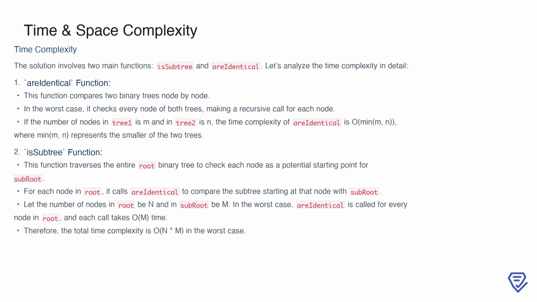Now, looking at the isSubtree function, it traverses the entire root tree, analyzing each node to determine if it could serve as the starting point for subroot. For every node in root, it calls are_identical to compare the subtree starting at that node with subroot. If the root tree has n nodes and the subroot tree has m nodes, the worst-case time complexity arises when every node in root triggers a full check via are_identical, resulting in an overall complexity of O(n*m).